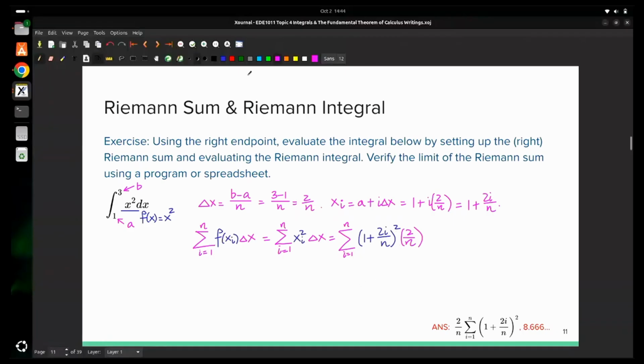I can expand this. Maybe I expand first. So this guy is going to give me a square, so we have 1 plus 4i over n, because it's 2i over n plus 2i over n, plus 4i squared over n squared, because you're going to square this. Then times 2 over n. Is that right? So you notice that I've obtained the Riemann sum here already. This is my Riemann sum answer. You can see from the solution provided.